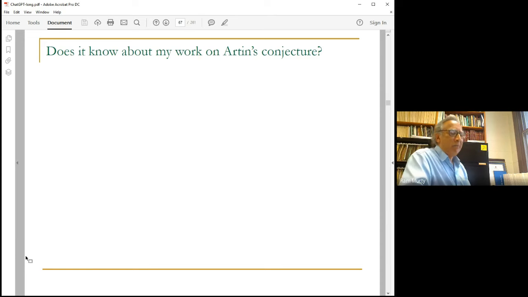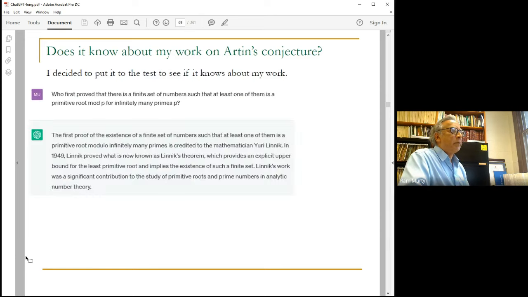Now, does it know about my work on Artin's conjecture? I decided to put it to the test to see if it knows about my work. Who first proved that there's a finite set of numbers such that at least one of them is a primitive root mod p for infinitely many primes p?